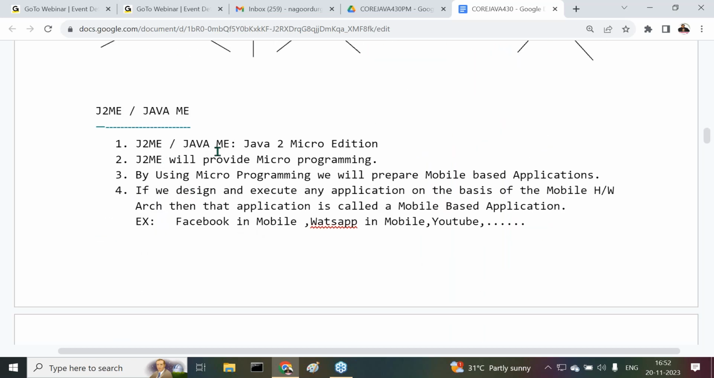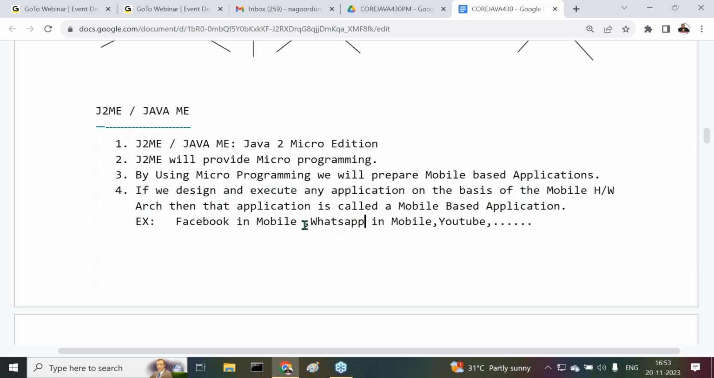J2ME. J2ME means Java 2 Micro Edition. J2ME will provide micro programming. By using micro programming, we are able to prepare mobile-based applications. If we design and execute any application on the basis of the mobile hardware architecture, then that application is a mobile-based application.